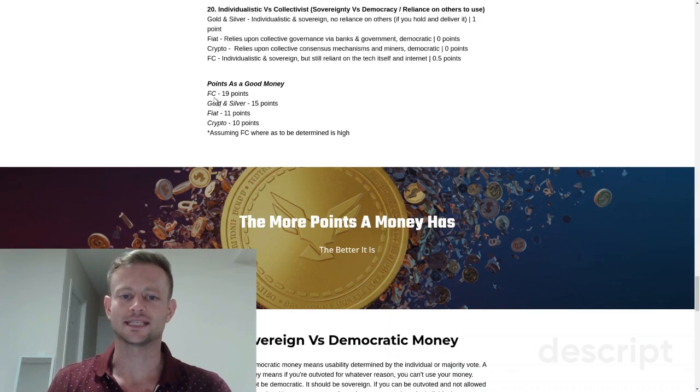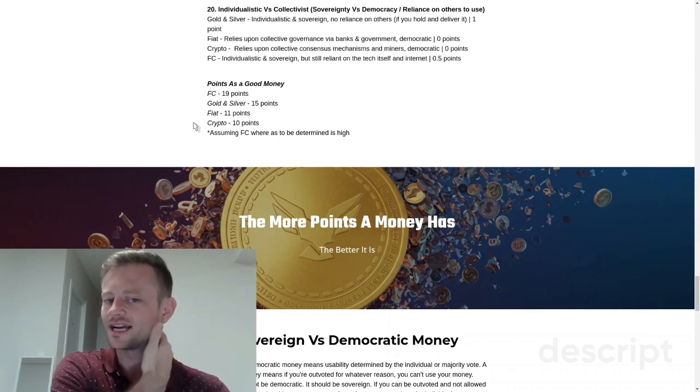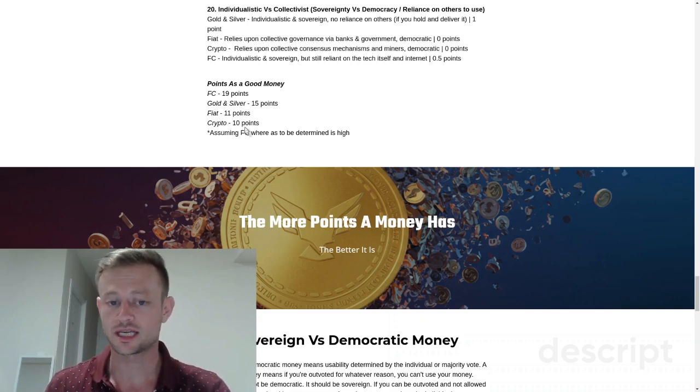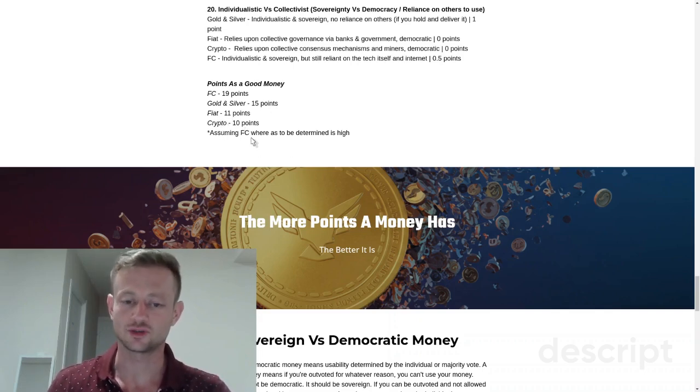So points is a good money. Freedom Credit, that scores 19 points. Gold and silver 15, fiat 11, crypto 10. And so obviously that is assuming where Freedom Credit, whereas to be determined, is high.